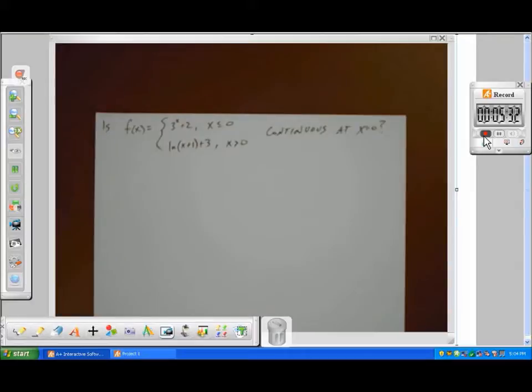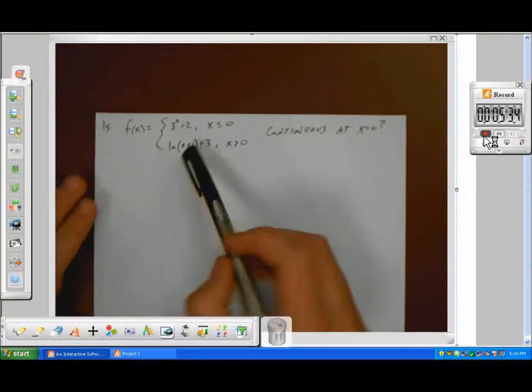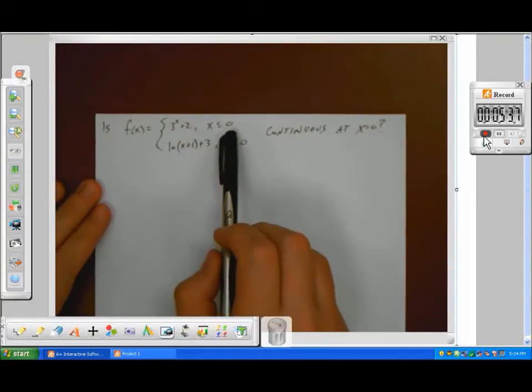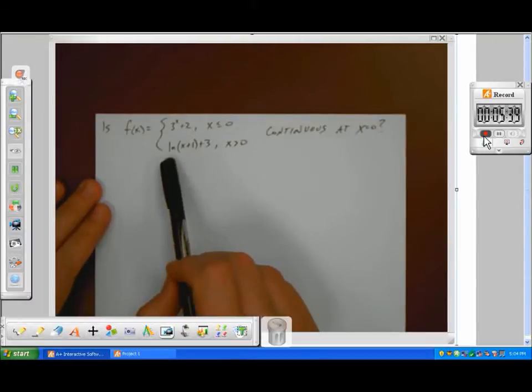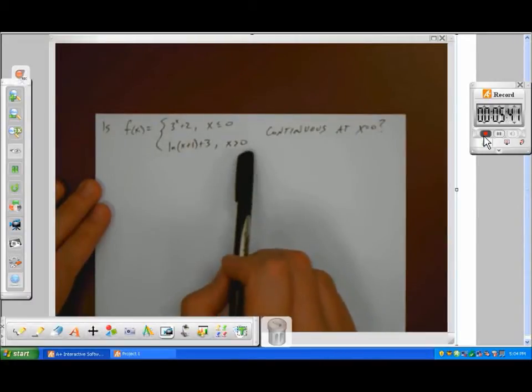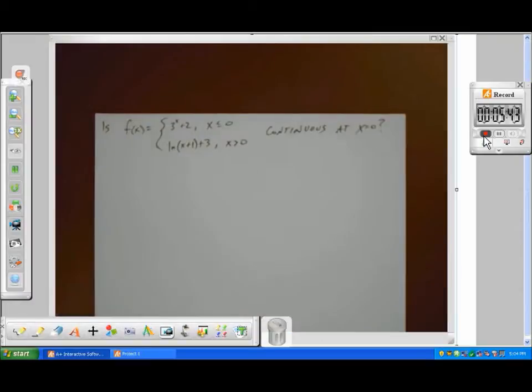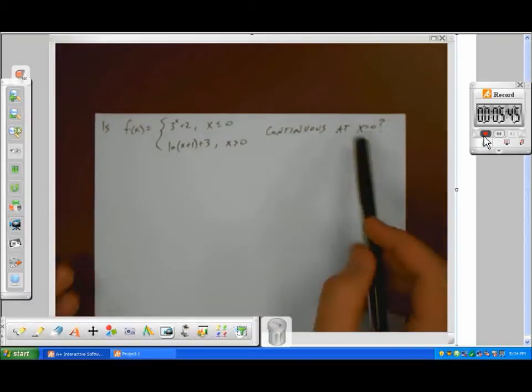Is f of x equal to 3 to the x plus 2 for x less than or equal to 0, and natural log of x plus 1 plus 3 if x is greater than 0, continuous at x equals 1? I'm sorry, at x equals 0.